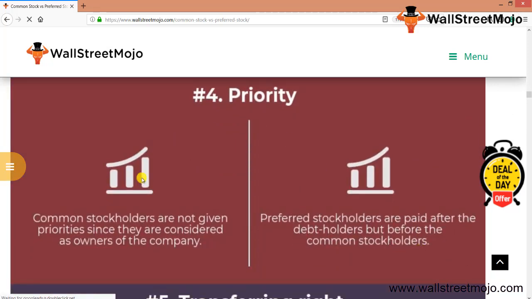The priority part. The common stockholders are not given priority since they are considered the owners of the company. In the case of preferred stockholders, they are paid after the debt holders, but before the common stockholders. So common stockholders are the last ones to receive anything at the time of liquidation. The debt holders are the first, then the preferred stock, and then the common stock. You can say that the common stockholders bear the maximum risk.